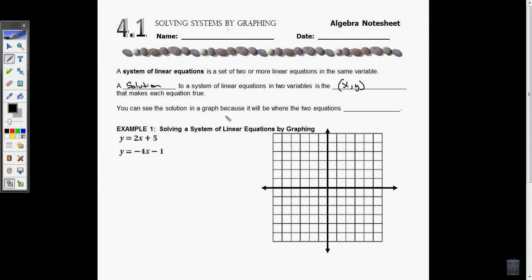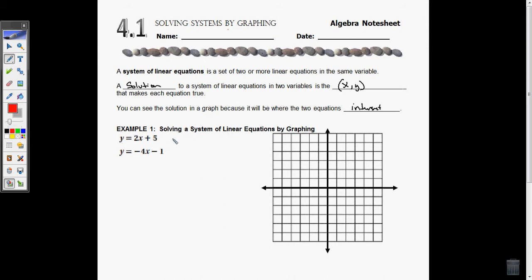You can see the solution on the graph because it's where the two equations intersect. And this is really as simple as just graphing the equations and looking at where their intersections are. Now, these equations will get more difficult than what we have here today, but for right now, when we're solving them by graphing, it's going to be pretty easy to figure out.